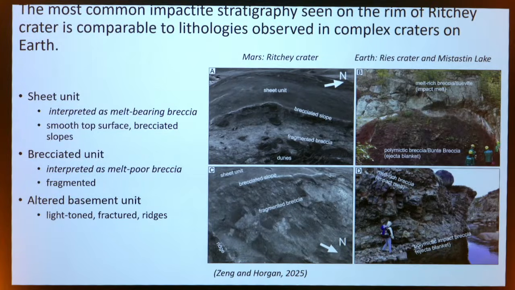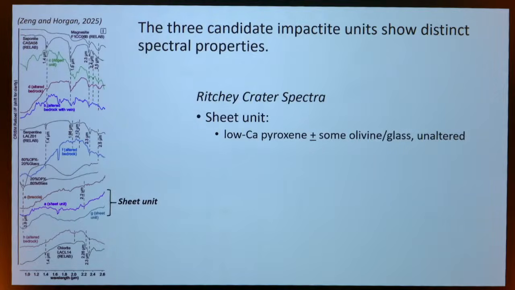And then on the right, we have a comparison to Ries Crater and Mistastin Lake on Earth. We have a polymictic breccia, which is part of the ejecta blanket that formed Ries, and then we also have an overlying melt-rich breccia, versus suevite-type material associated with impact melt. So we are seeing these types of lithologies both on Earth and on Mars. Next, I'm going to walk through the composition of these units.